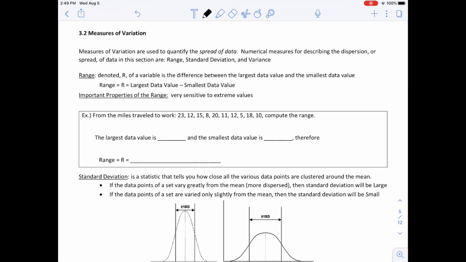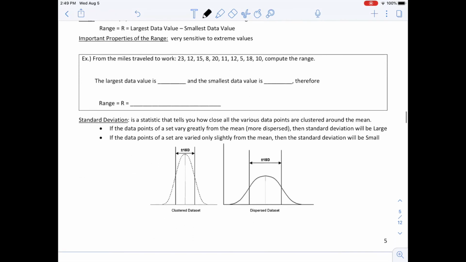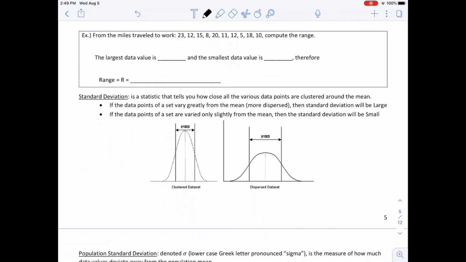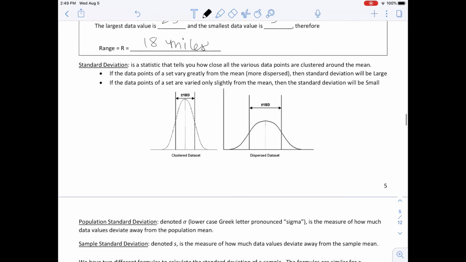Important properties about the range: it's very sensitive to extreme values. So the example right below that says from the miles traveled to work, compute the range. And so the largest data value that we have is 23. And the smallest data value that we have is 5. And so for the range, we're going to subtract those, and 23 minus 5 is 18. And we're going to go ahead and put the word miles in here, since that was what our units were that we were talking about.